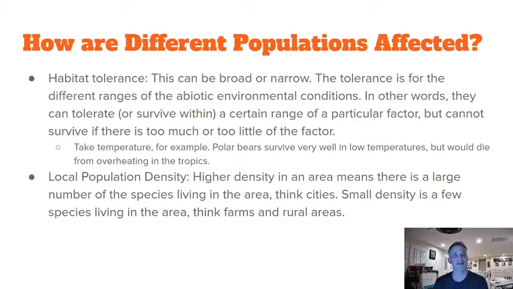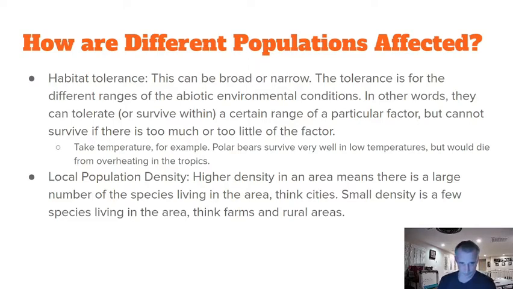We also have to consider habitat tolerance. This can be very broad or narrow. And basically this tolerance is always a range, right? It's a range of abiotic factors or other conditions. A lot of times you can think of things like pH, or temperature, or if it's an aquatic environment, it could be salinity in the water, and there's lots of different things, right?